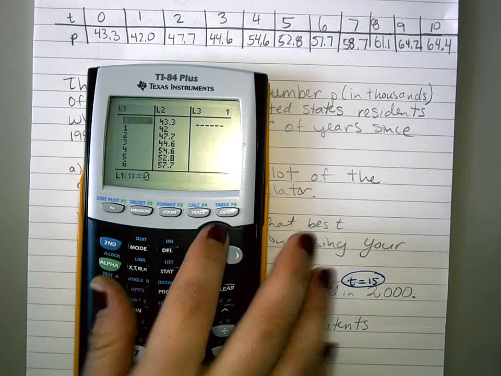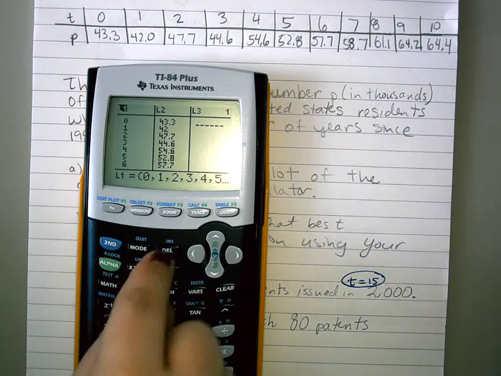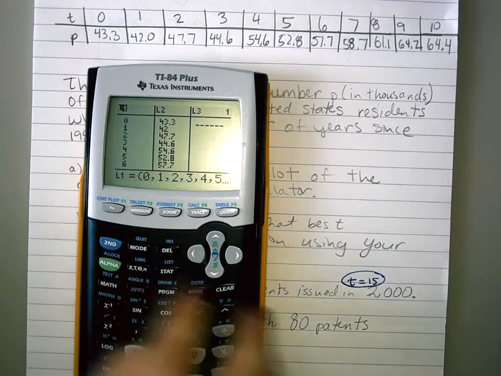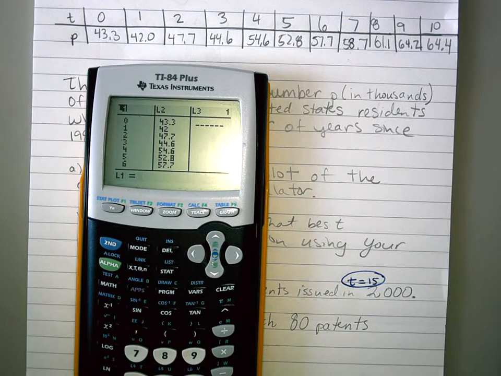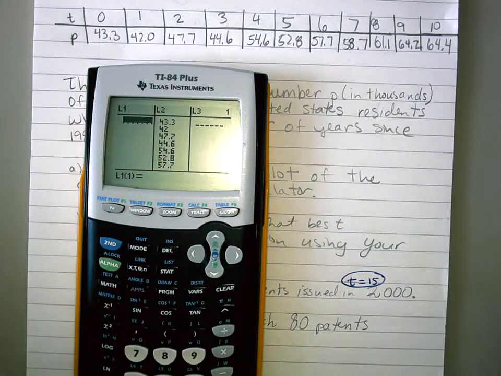So one way that you do not want to do is you do not want to highlight L1 and then hit delete. Never ever do that. Go to L1 and hit clear. When you hit enter, it will clear out whatever list, and you can do that for each list.